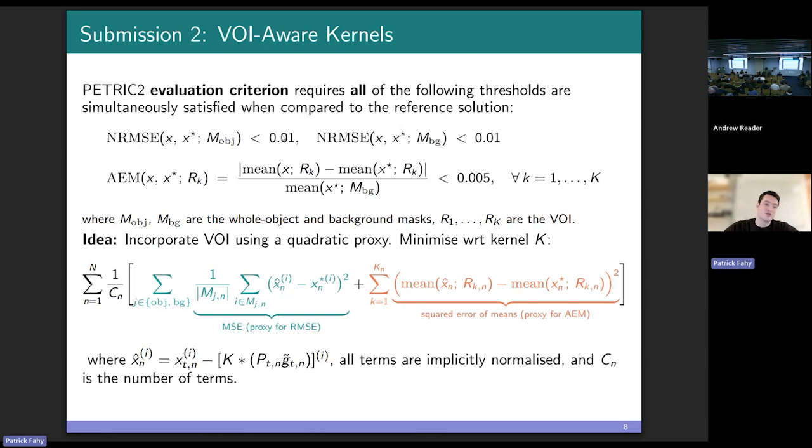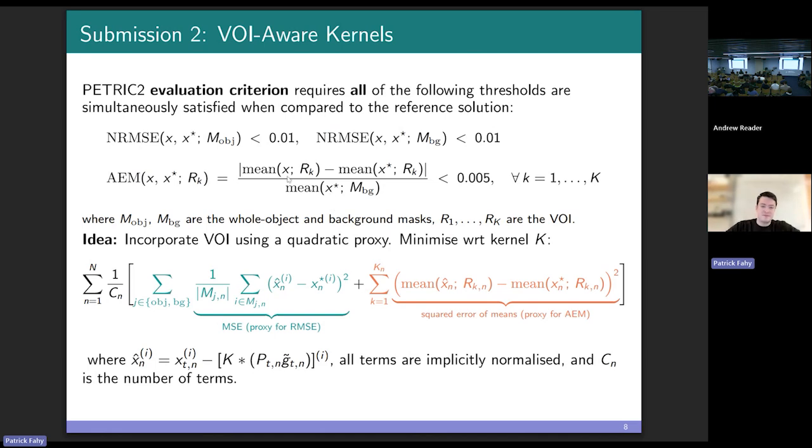But we also consider this absolute error. We look at means in different regions of interest, and this needs to be better than this threshold, 0.005. So we try to make a loss that considers all of this. In two colors here, on the left side, we consider the loss very similarly to before. It's just also including this background root mean square error. We choose the mean square error as a proxy.